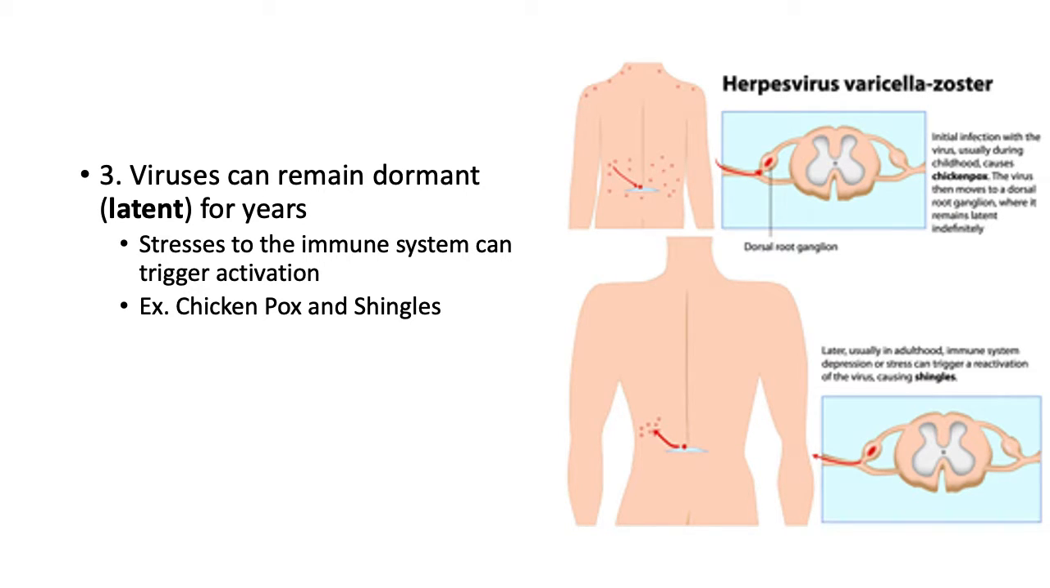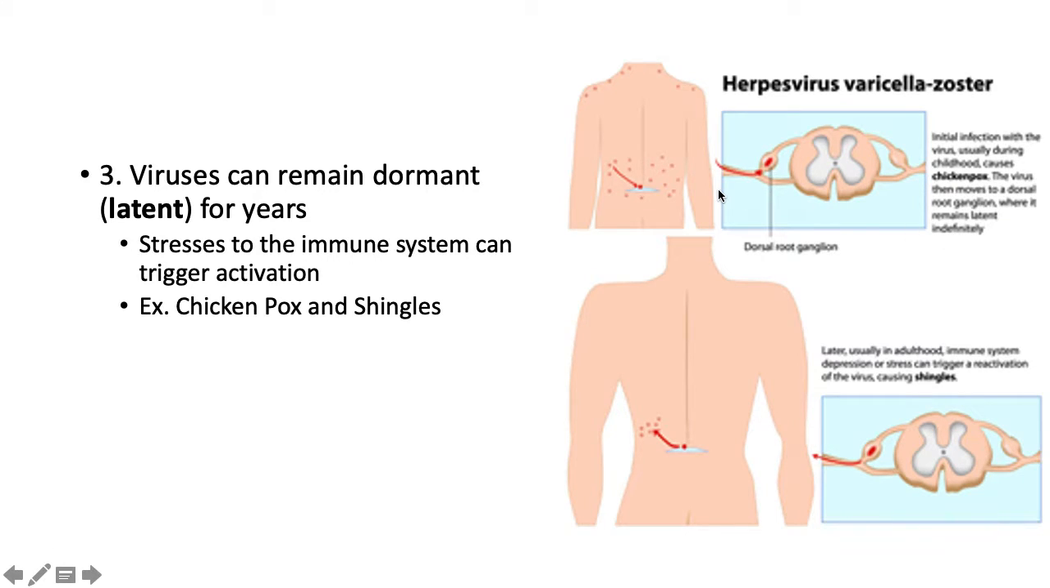So some viruses, once they get inside a host cell, can just lay dormant or latent for years. And then they can be reactivated. A lot of times it has to do with stress to the immune system that triggers their activation. One example is chickenpox and shingles. Chickenpox is something that you may get when you are young, but then when you get older and the virus gets reactivated, it's shingles. Chickenpox and shingles lay dormant in the dorsal root ganglion of your spinal cord.